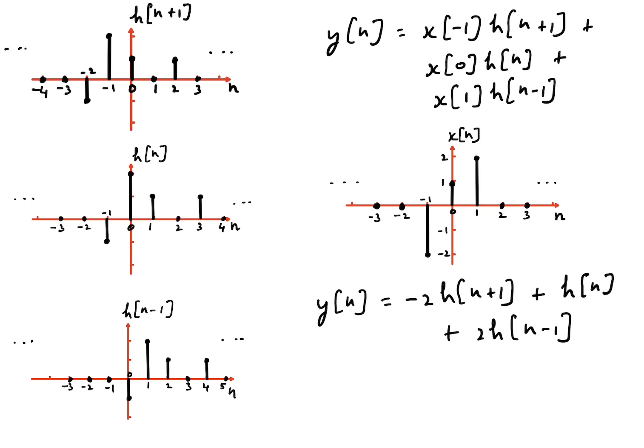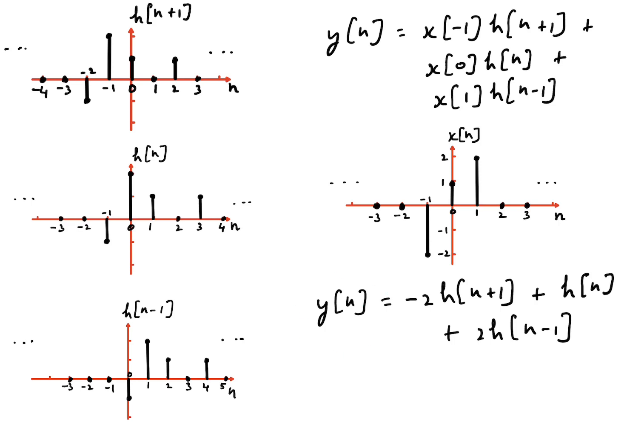Similarly, h of n is getting multiplied with 1 because x of 0 is 1. So we'll have it as it is, this term. And h of n minus 1 will get scaled by a factor 2. So all these terms will get multiplied with 2. So they'll get scaled up by a factor of 2. So I'm going to illustrate that as well in my next slide, and then we'll add up all those terms to get our response of our system y of n.